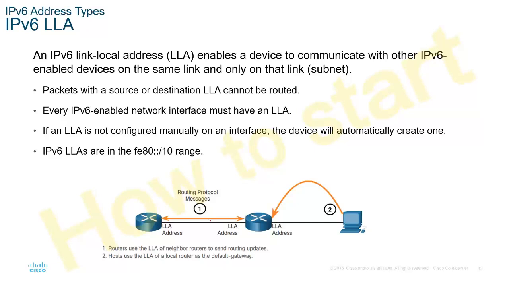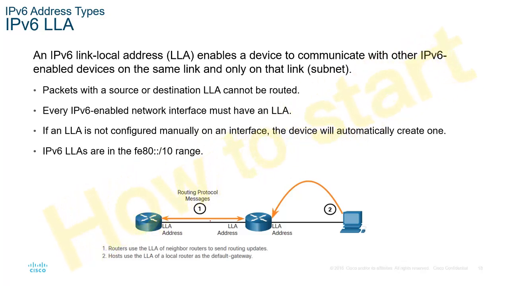Moving on, we have to understand our link local address. Basically, packets with the source or destination of a link local address cannot be routed. They have to be sent to a default gateway. If it needs to leave the network, it will be translated to a global unicast address. Every IPv6 enabled interface will have a link local address. If a link local address is not configured on the interface, it will automatically create one.